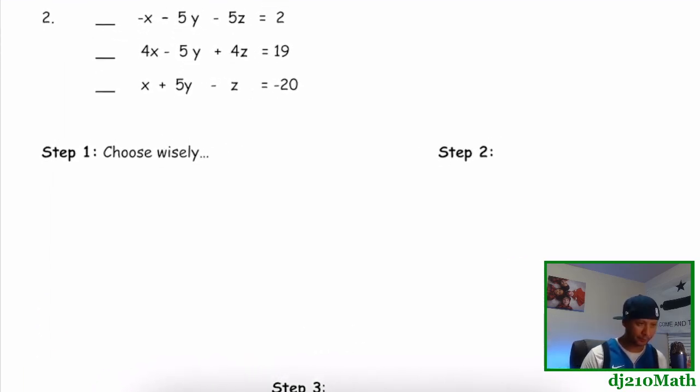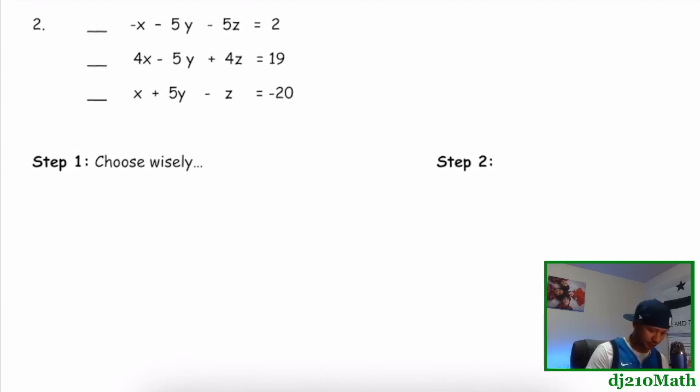Okay, number 2. I'm looking at A, B, and C. So we always label them. And I want to choose so that a variable goes away. Immediately what jumps out at me is x's. X's have opposite signs, one's positive, one's negative, and they're both ones. So I'm going to choose A and C.